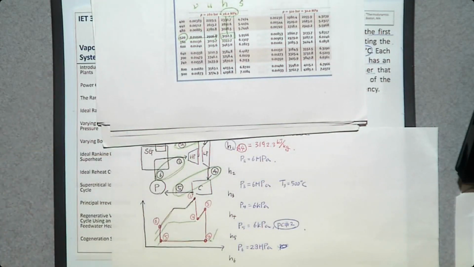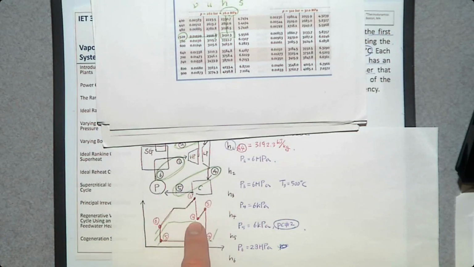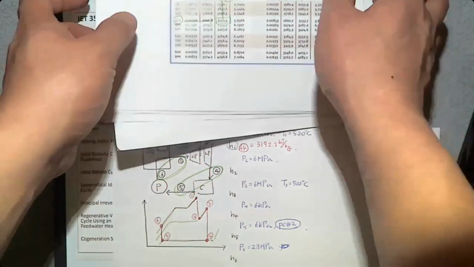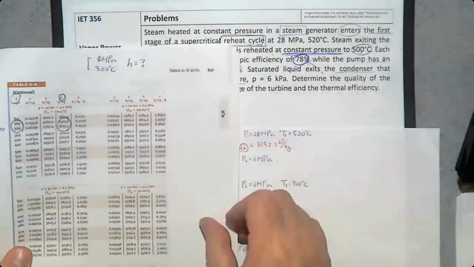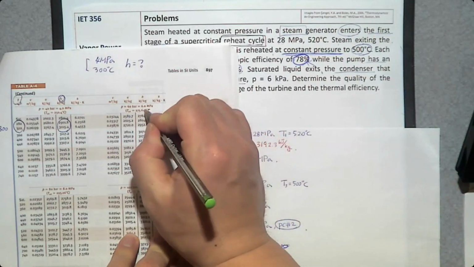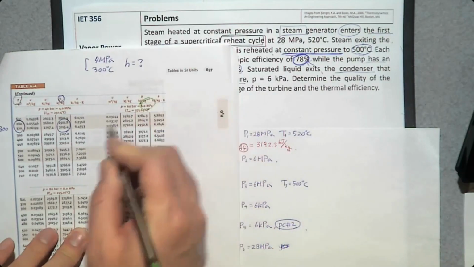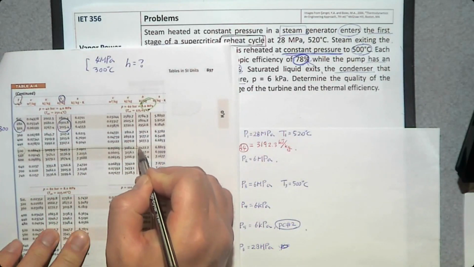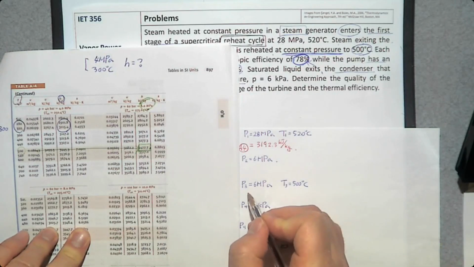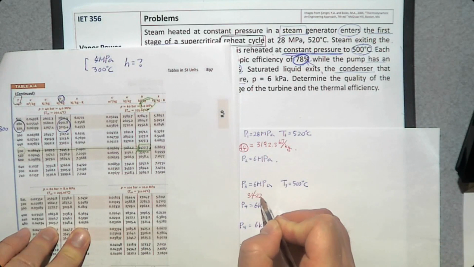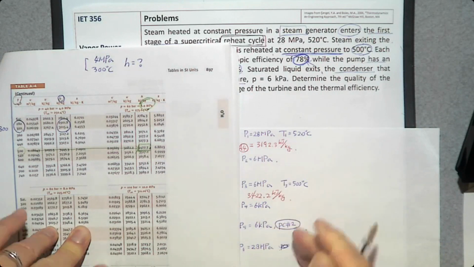What about H3? We know 6 megapascal and 500 degrees Celsius. This one is a superheat vapor on this green line, 1, 2, 3, 4, and 5. There is the number 3 for this phase, superheat vapor. So you can go to the superheat vapor table, 6 megapascal and 500 degrees Celsius. So the H value is going to be this one, 3,422.2 kilojoule per kilogram.